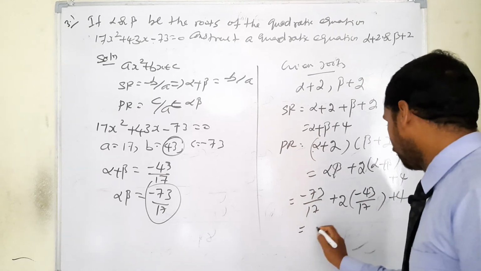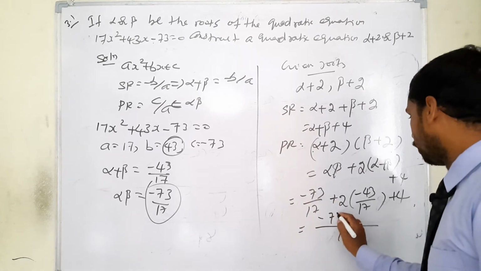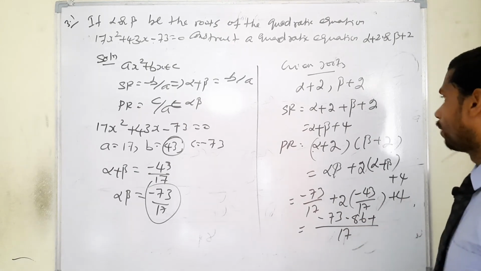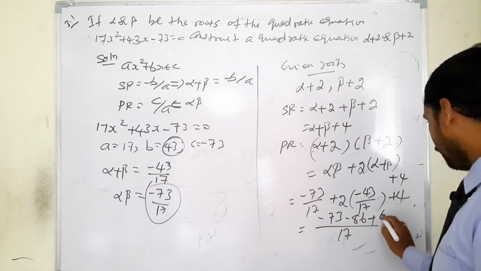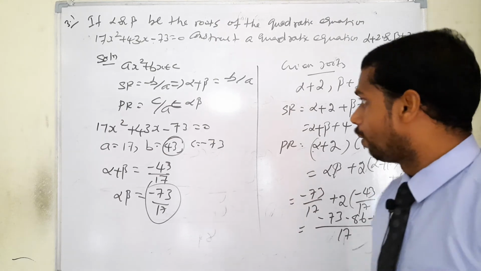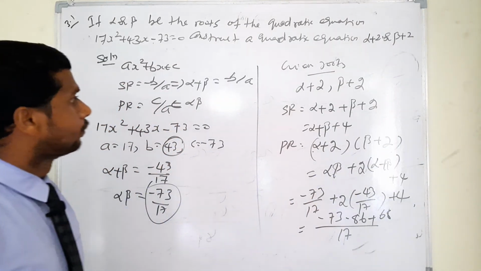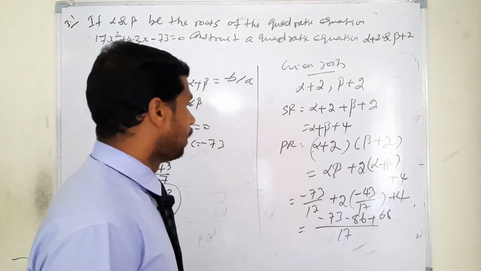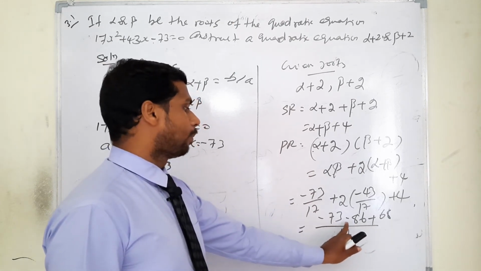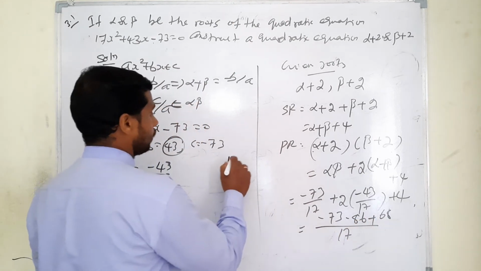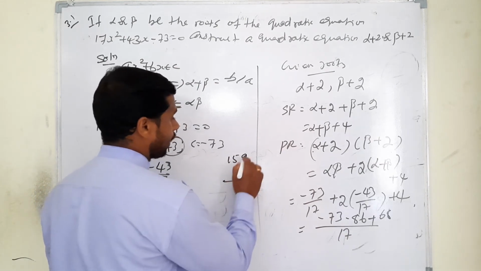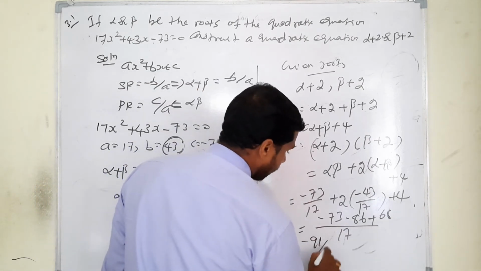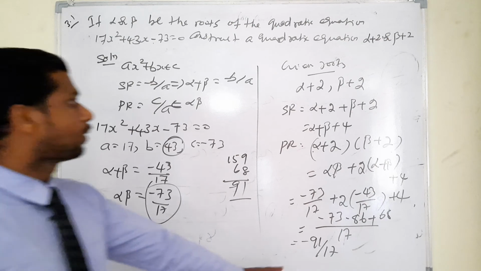Now with the common denominator 17, we have minus 73. 2 into 43 means minus 86. The last one, 4 into 17, means 68, isn't it? Now, adding up: 80 plus 70 means 150, minus 159 plus 68. So 159, 68, 9 minus 8 is equal to 1, 15 minus 6 is equal to 9, 91. Therefore, the answer will be minus 91 by 17. This is actually the product of the roots, isn't it?